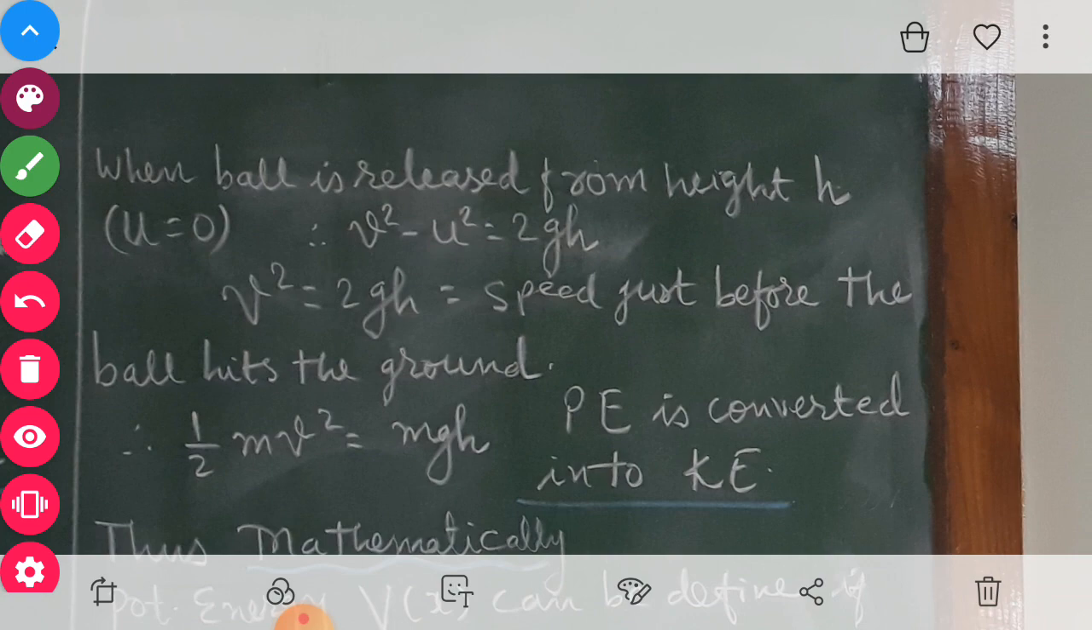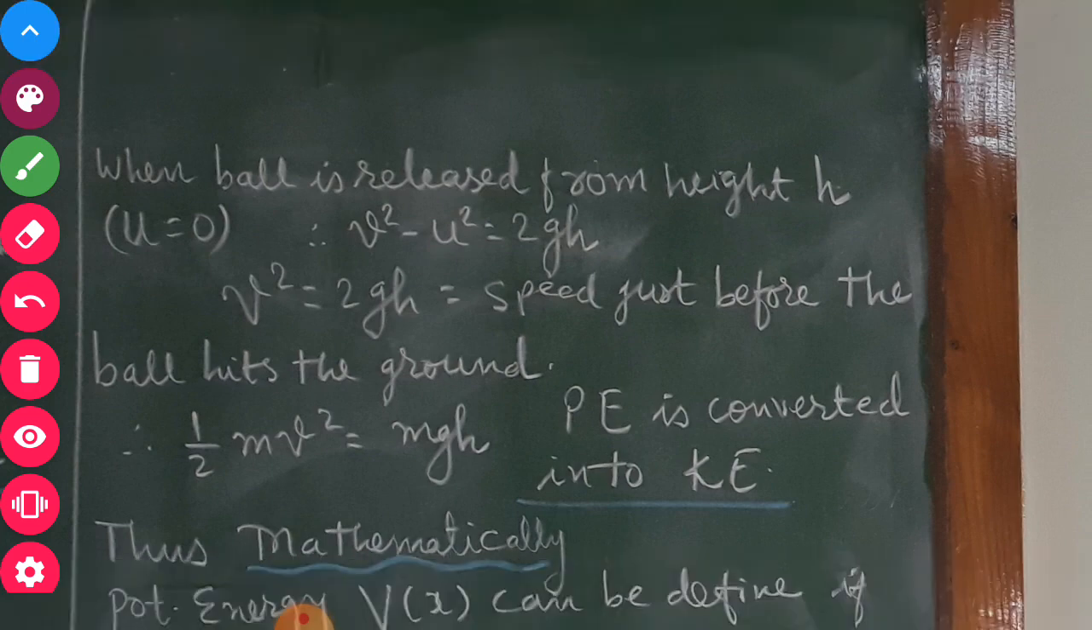When the ball is released from this height h, try to understand that the initial speed of this ball is 0. So the initial velocity is 0, and its direction of motion is downward. The final velocity when it is about to hit the ground is given by v square is equal to 2gh. So the ball hits the ground with this speed, v square is equal to 2gh.